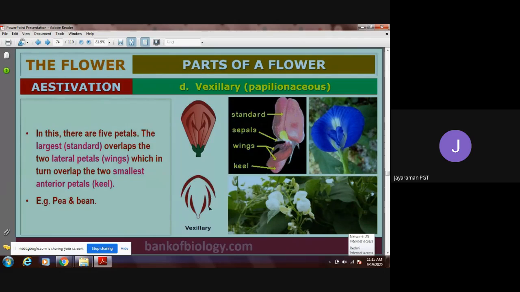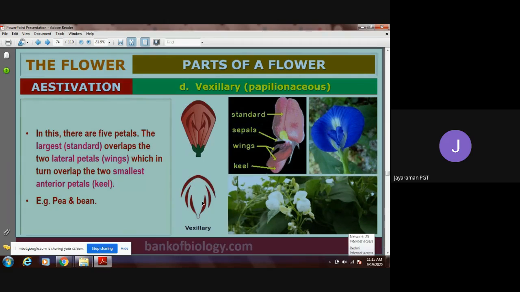One end is in, one is out. So the first one is completely out. The second is wing petals on both sides. These have one end inside and one end outside. Then overall, all of this encloses the keel petal.